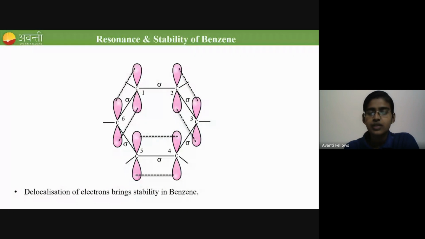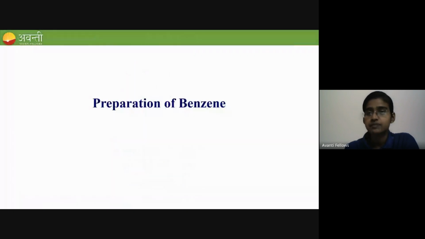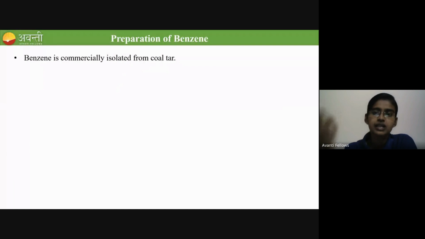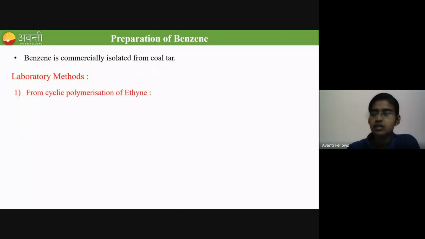Okay. So there are three preparations. First of all, benzene is commercially isolated from coal tar. You all know the tar, right? The carbon containing compound. So it is commercially isolated from the coal tar, and this is the industrial preparation. And in the laboratory, if we have to prepare benzene in very small amounts, we can do that by three methods.